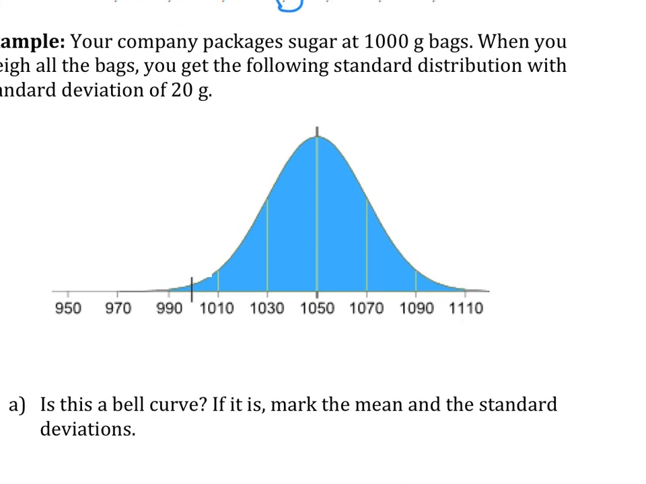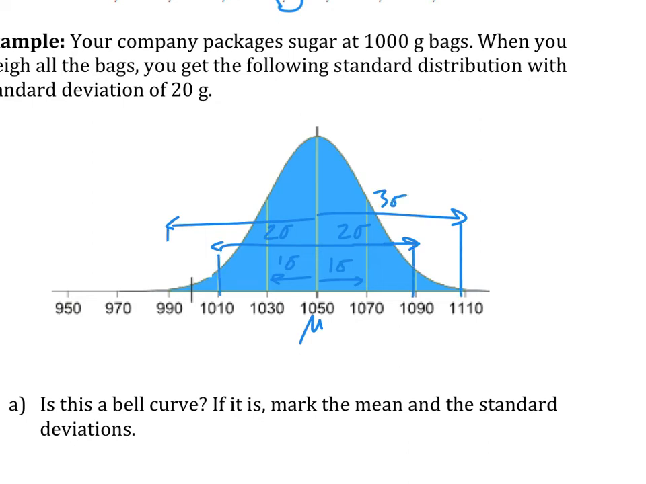All right, so this must be the mean. And this is going to be 1 standard deviation. This is going to be 2 standard deviations. And then this is going to be 3 standard deviations. So this is how it's lined up.